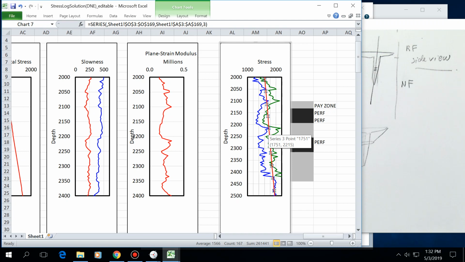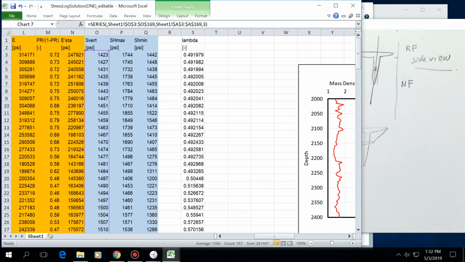Okay. I just have one question. What was lambda on the data? I saw a lambda column. Overpressure, okay, gotcha. It's pore pressure divided by vertical stress.